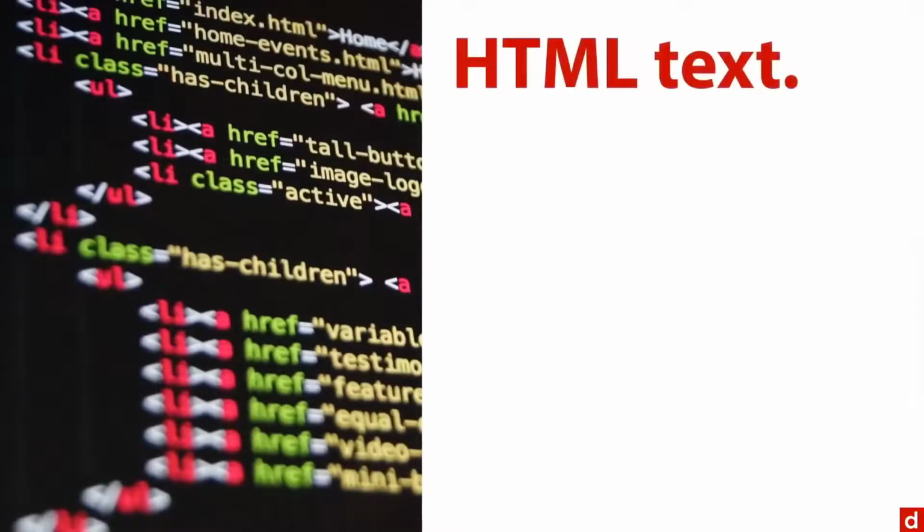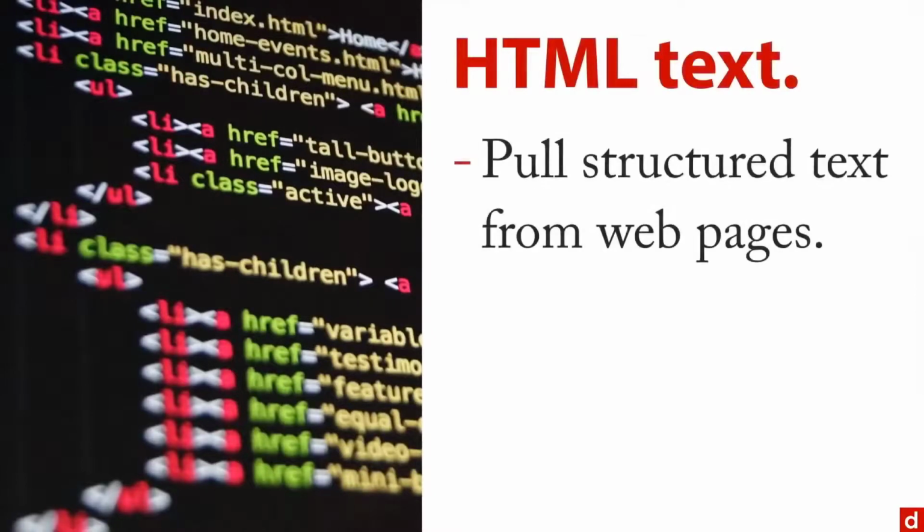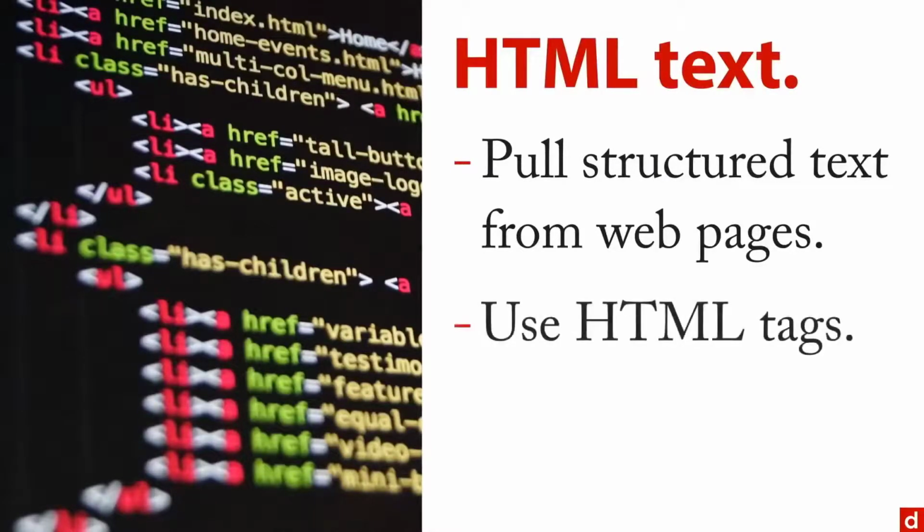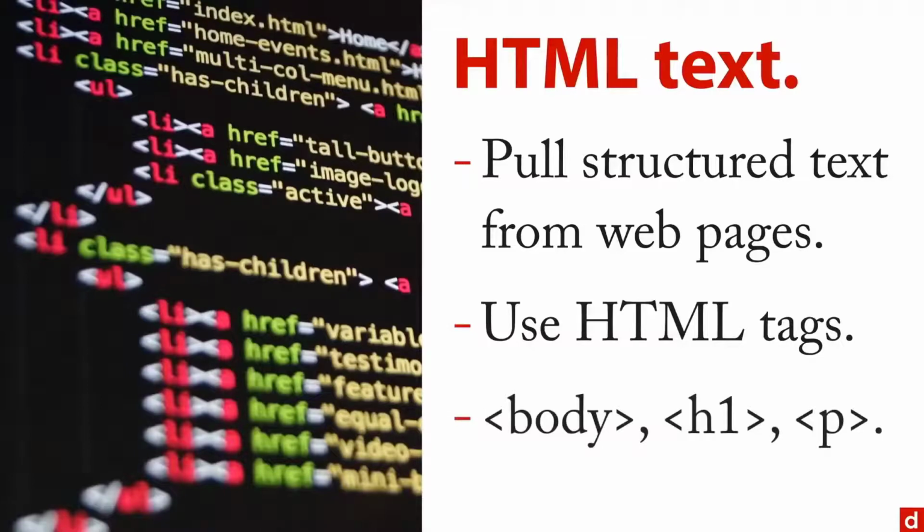Now, what you're going to do is you're going to be looking for information on the web page. If you're looking for HTML text, what you're going to do is pull structured text from web pages, similar to how a reader view works in a browser. It uses HTML tags on the web page to identify what's the important information. So that's things like body and H1 for header 1 and P for paragraph in the angle brackets.